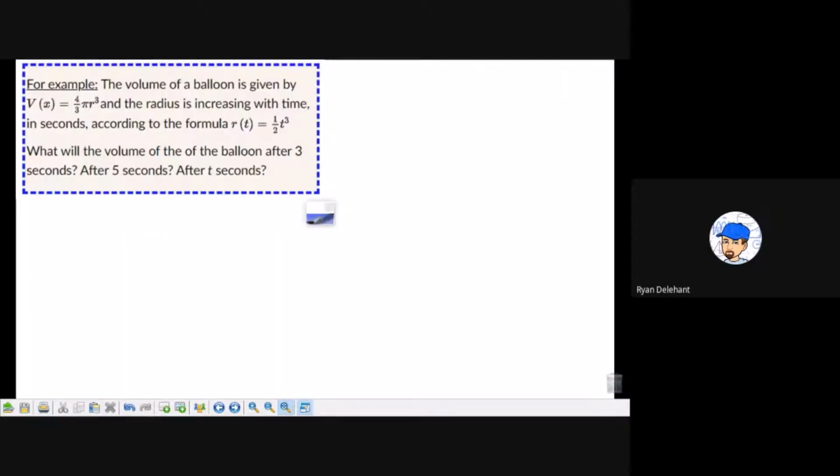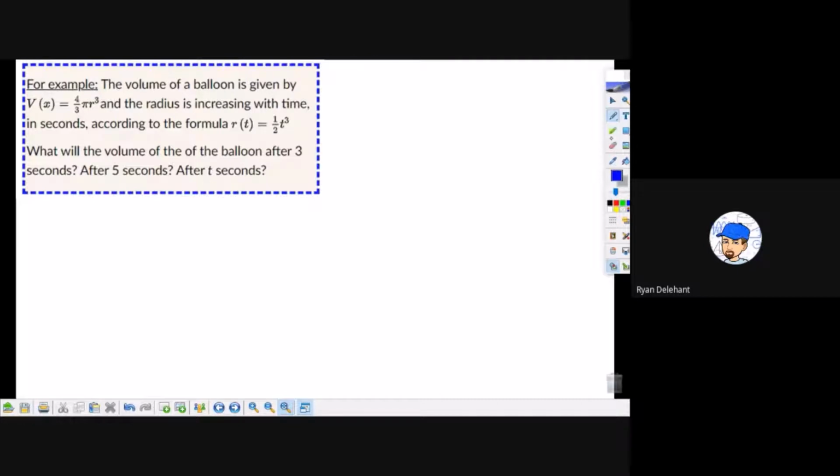Let's try this one together. So this says the volume of a balloon is given by V of x equals 4/3 pi r to the third, which is the volume formula for a sphere. So it's saying that this balloon is a perfect sphere. The radius is increasing with time in seconds, according to the formula r of t equals 1/2 t to the third. What will the volume of the balloon be after 3 seconds, 5 seconds, and t seconds?